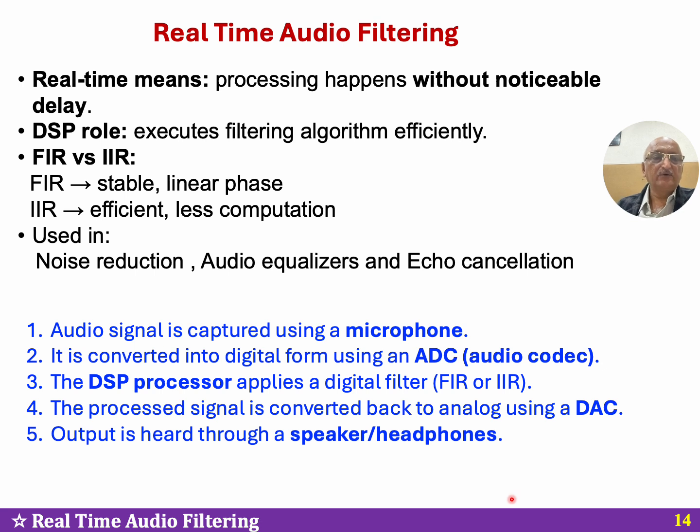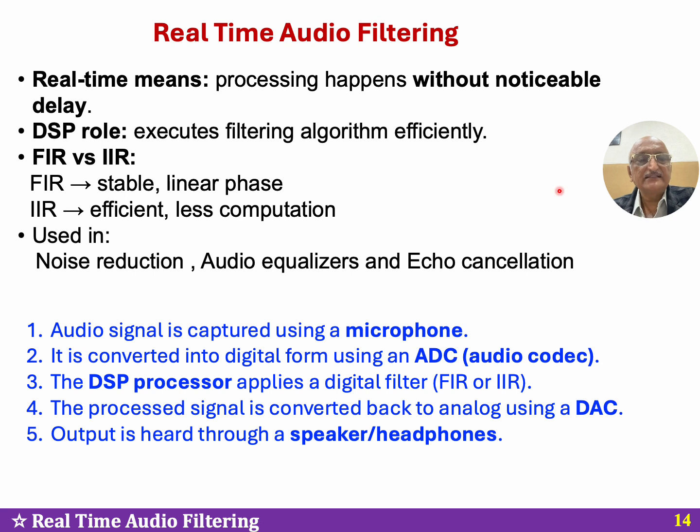Now we know we have two types of filter, FIR and IIR. FIR is more stable. It has linear phase characteristics. IIR is efficient, with less computation. It is used in noise reduction, audio equalizer, and echo cancellation.